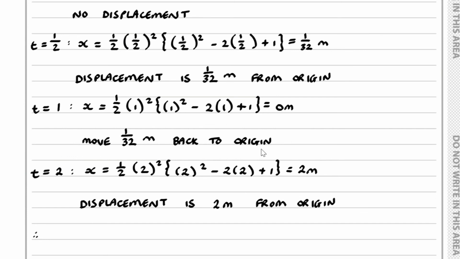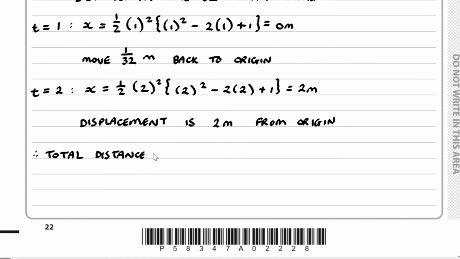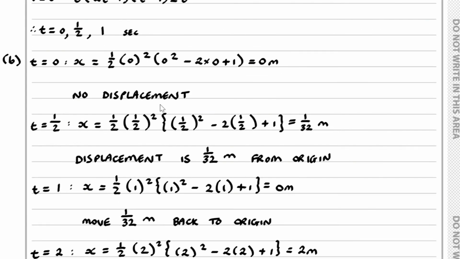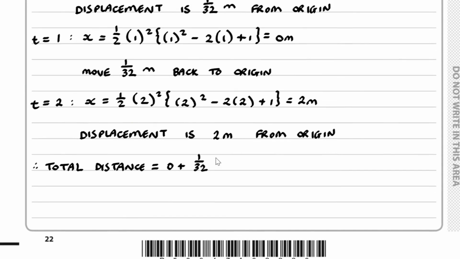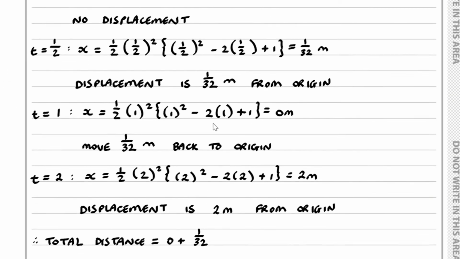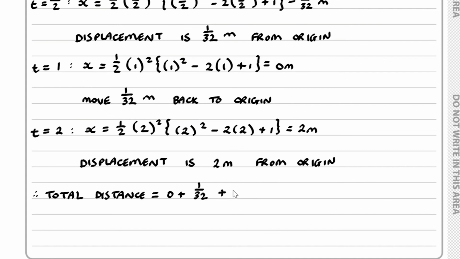And so therefore, the total distance, we've got 0 before, and then we've got 1/32. That is the displacement over here. And then we've got another 1/32. And then we've got another 0. So it turns out here, rather, we've got another 2 from here. And we get 2.0625 meters. So that's the total distance.